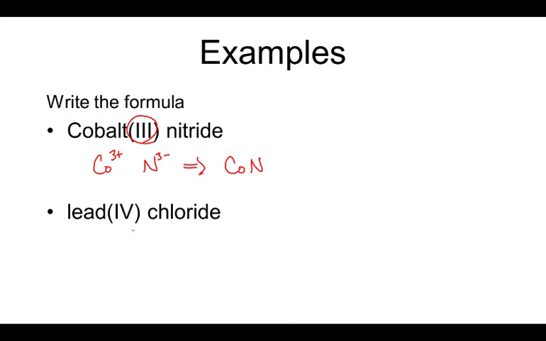Now we have lead 4 chloride. Well, this is Pb 4 plus and Cl minus. The lead we know is 4 plus because we've got the Roman numeral there telling us so, and then we've got the chloride is in the 7th group and it has a charge of -1. We can do the crisscross method, or we can see that we need 4 chlorines to match up our lead, so this becomes PbCl4.